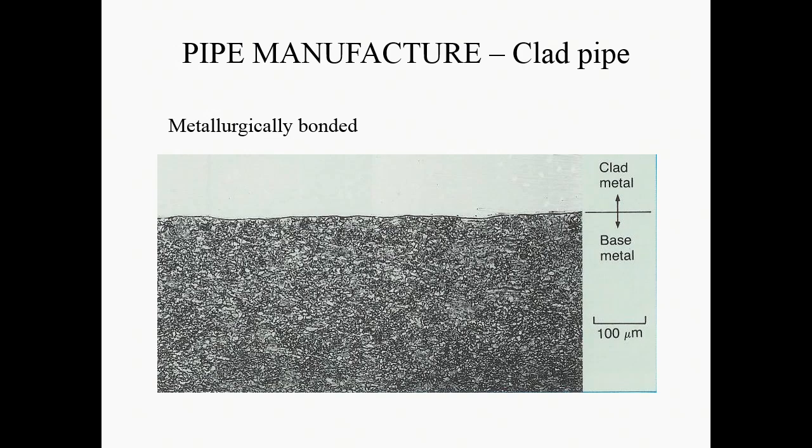What do I mean by metallurgically bonded? Well, there's a clad layer, there's the base metal, there's no holes or defects along that interface. We've squashed the two materials together so that they've flown, there's no air gaps or anything else, it's perfect one-to-one contact, and that's what you really need.